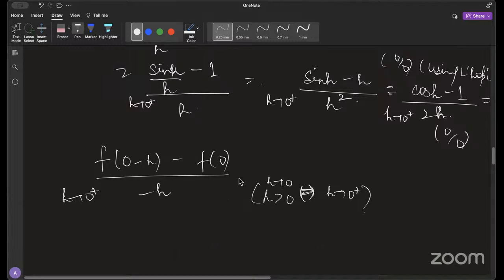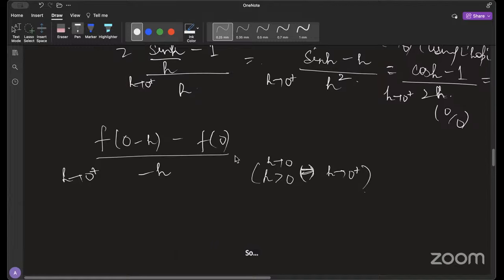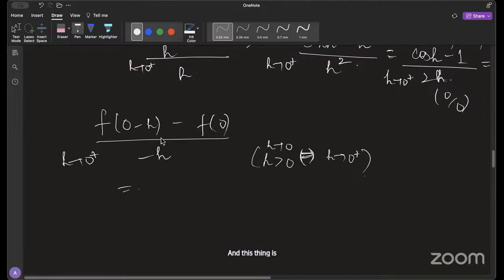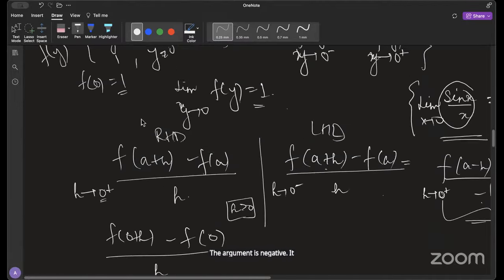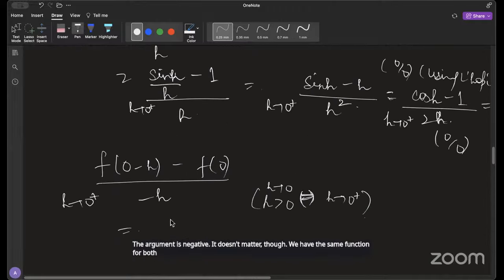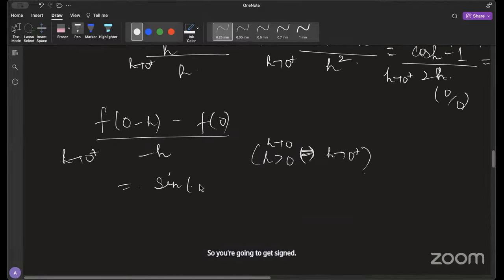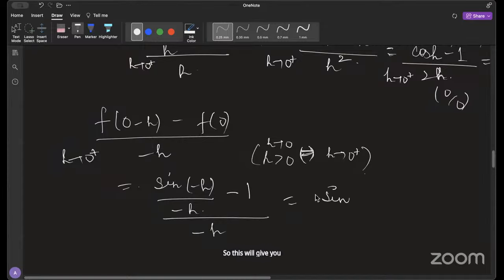Yes, ma'am. So f(0 minus h) is f(minus h). This time the argument is negative. It doesn't matter though. We have the same function for both positives and negatives. So you're going to get sin(minus h) by minus h. And then here you have 1 minus 1 by minus h. So this will give you sin(minus h), which is minus sin h, minus h, and then you will have h square.